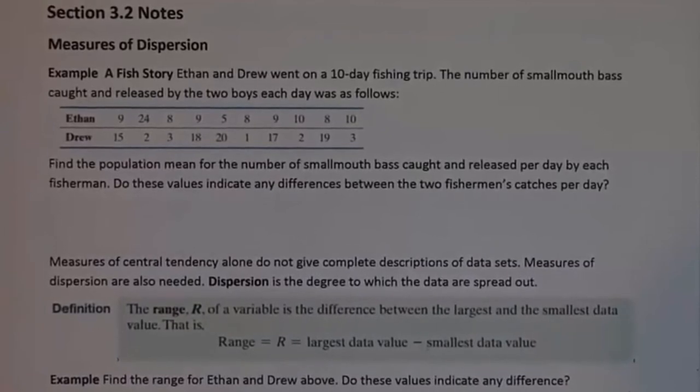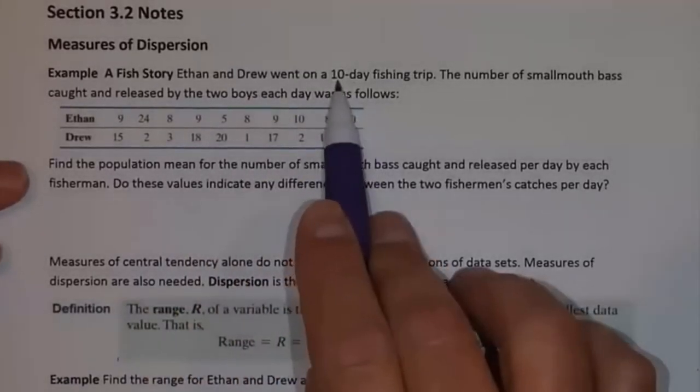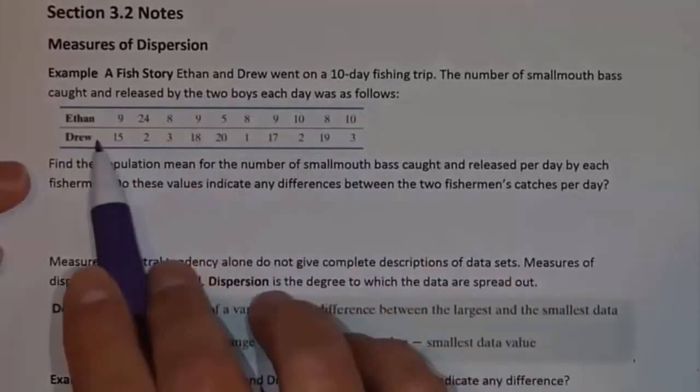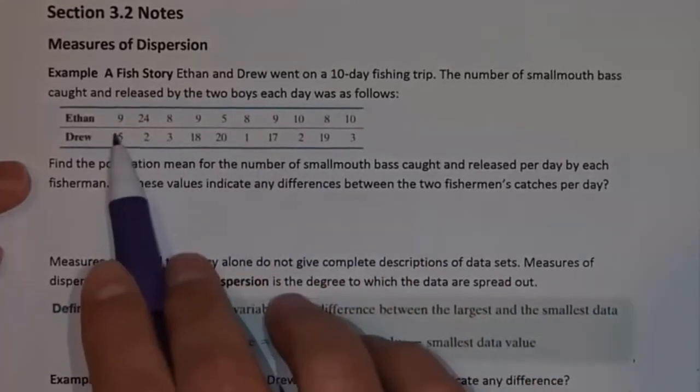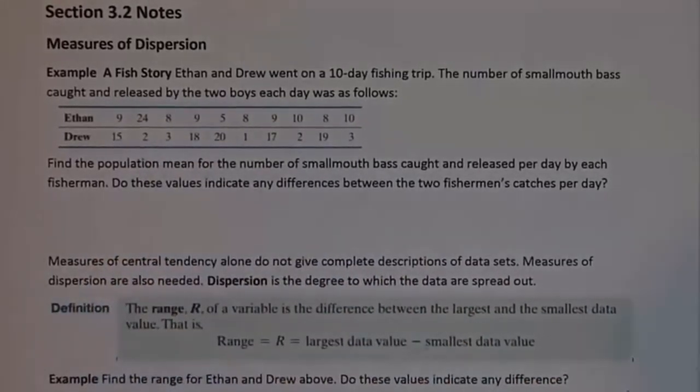So I'm treating this data as a population, because it was a 10-day fishing trip and we have 10 data values. Each value is the number of fish that the boy caught on a day. So that's the entire population of data for that fishing trip. So that makes this a population of data, and we're going to find the parameters.